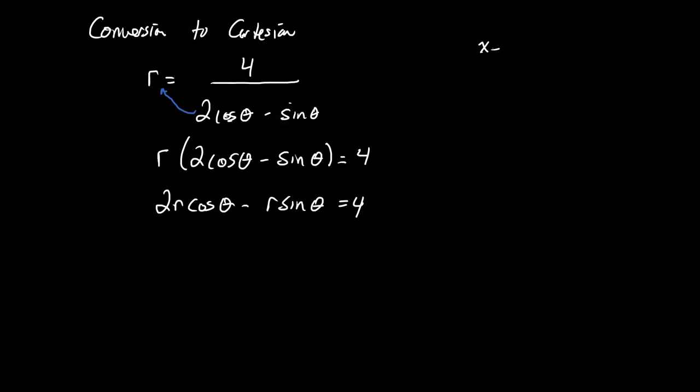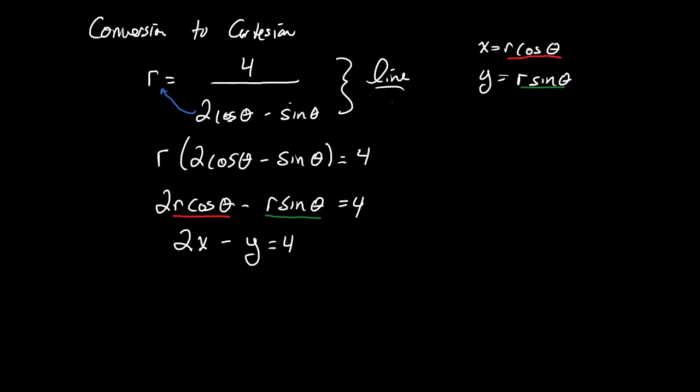Remember that x equals r cosine theta, y equals r times sine of theta. Hopefully we see that we have r cosine theta here. So this will simplify to 2x minus, this is r sine theta, and r sine theta equals y, so 2x minus y is equal to 4. This is actually a representation of a line. And so this would be the line y equals 2x minus 4. So this is a line of slope 2 and a y-intercept of -4.